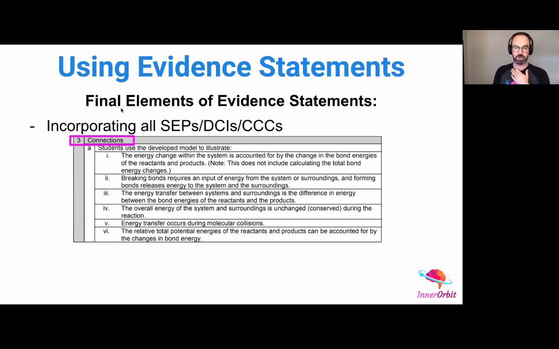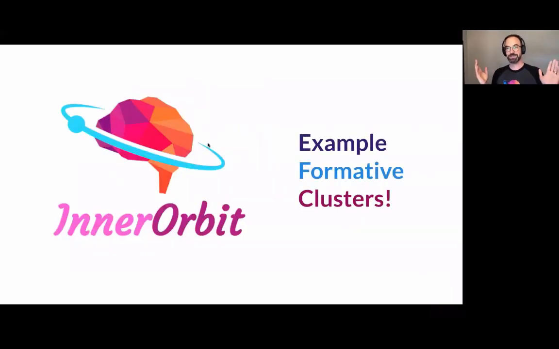I strongly recommend that you look at the evidence statements when you're writing assessments and use those to write clusters of questions. First, assessing DCIs as background knowledge, then incorporating some of the cross-cutting concepts in the middle parts of the evidence statement, and then writing three-dimensional questions that align to some of these bullet points in here, or all of them at once. Now we're gonna look at some example clusters.